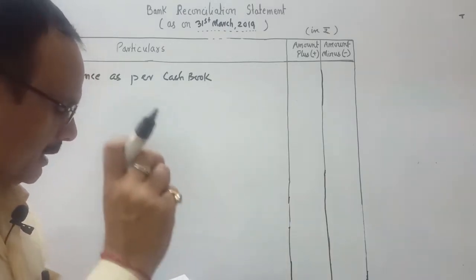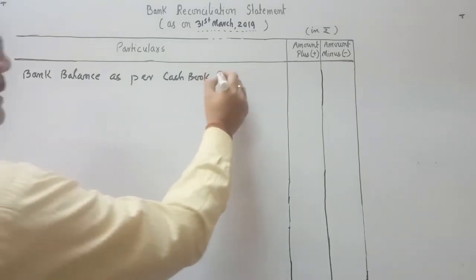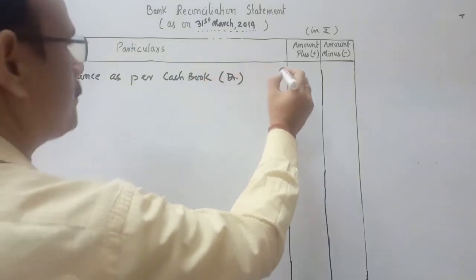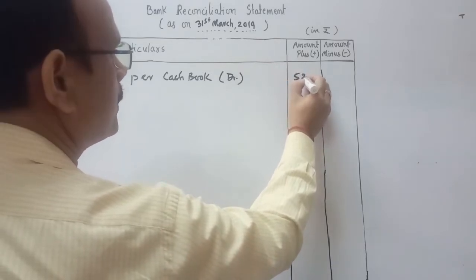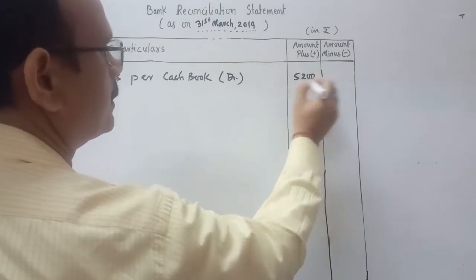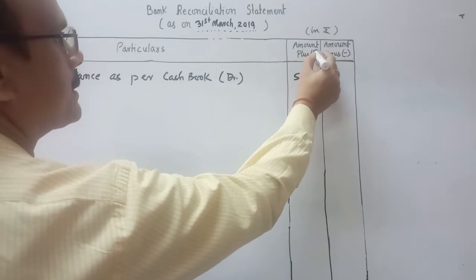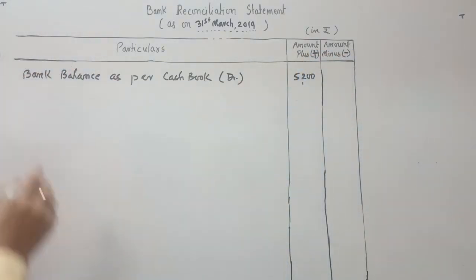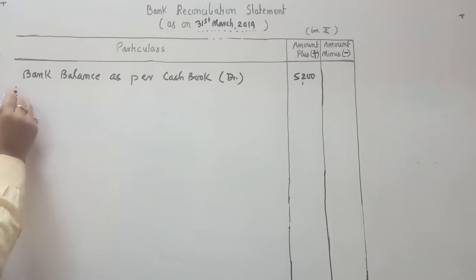So cash book of Mr. Rajesh showed a debit balance. A cash book having a debit balance means it's favorable. So 5,200 we will write on the plus side. This is plus and this is minus. Okay, now come to the first one.